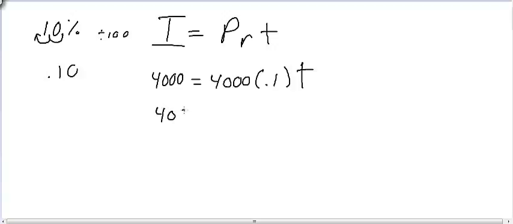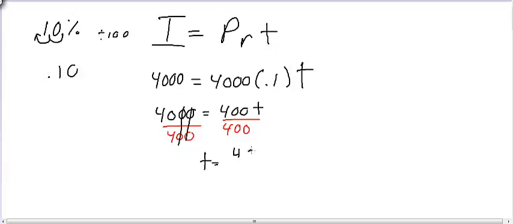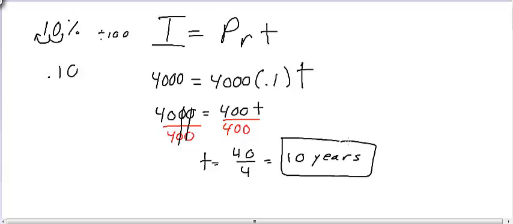Simplifying my right side, I'll make this 400 times t, and to solve for t, I'll divide each side by 400. I can reduce. Now I'm left with 40 over 4, which I will reduce to 10. So specifically, this tells me that 10 years will need to pass before Maria can double her initial investment, going at this rate.